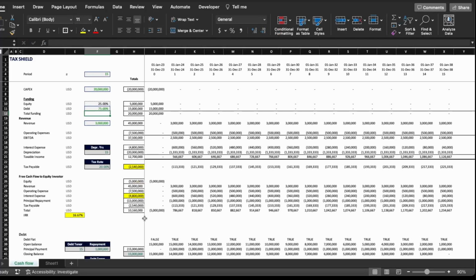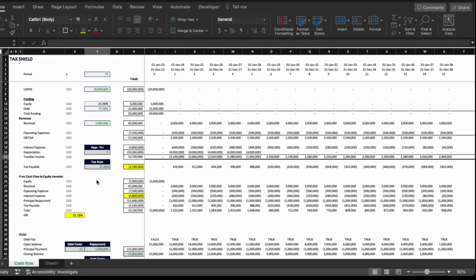Let's combine both now. Let's see what happens when you go for 75% debt and a 5 year depreciation schedule. So we jump from 11% to 22%. So we doubled our IRR.